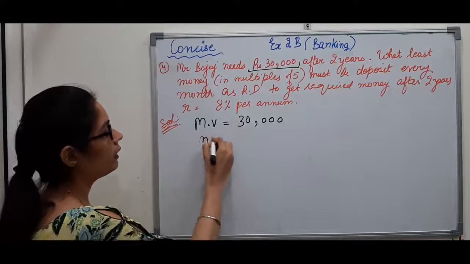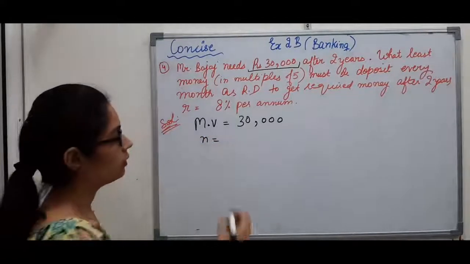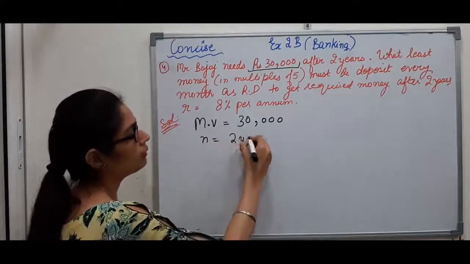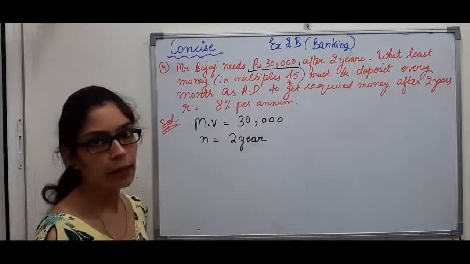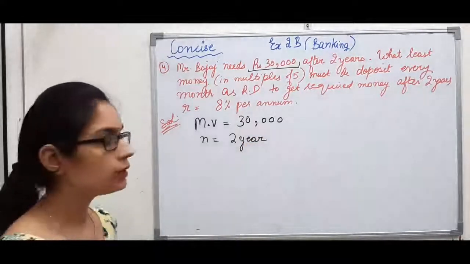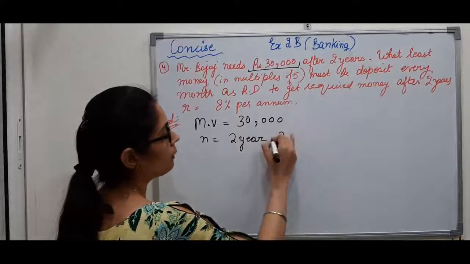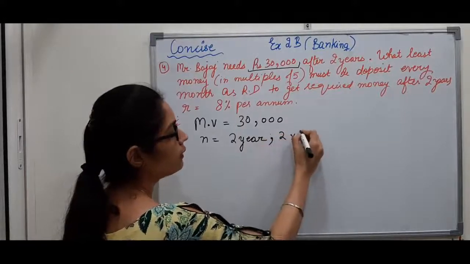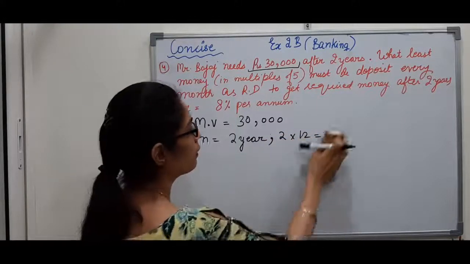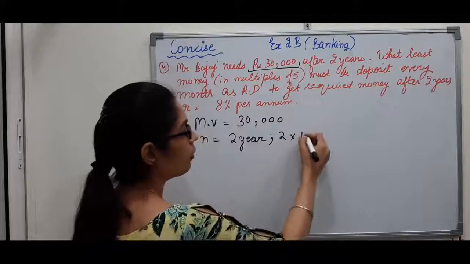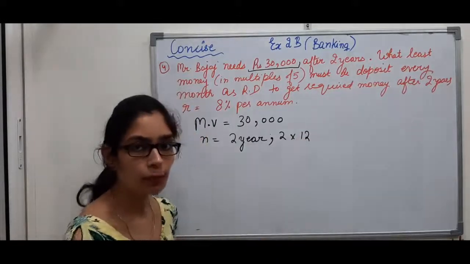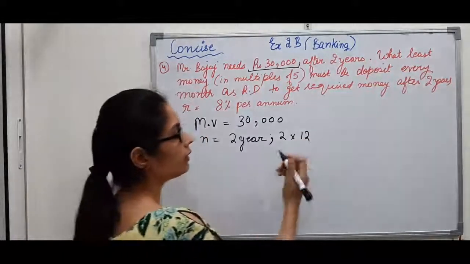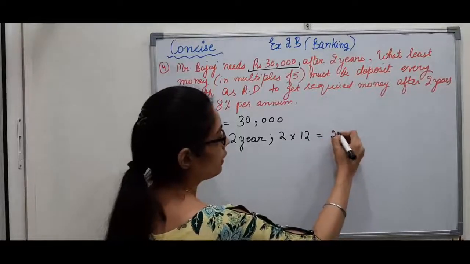Time period N, they have given as 2 years. 2 years means I cannot take time in years because I need it in months. So 2 I will multiply with 12, because whichever number of years they give you, I have to multiply it with 12, because 1 year has 12 months. So it is 24 months.